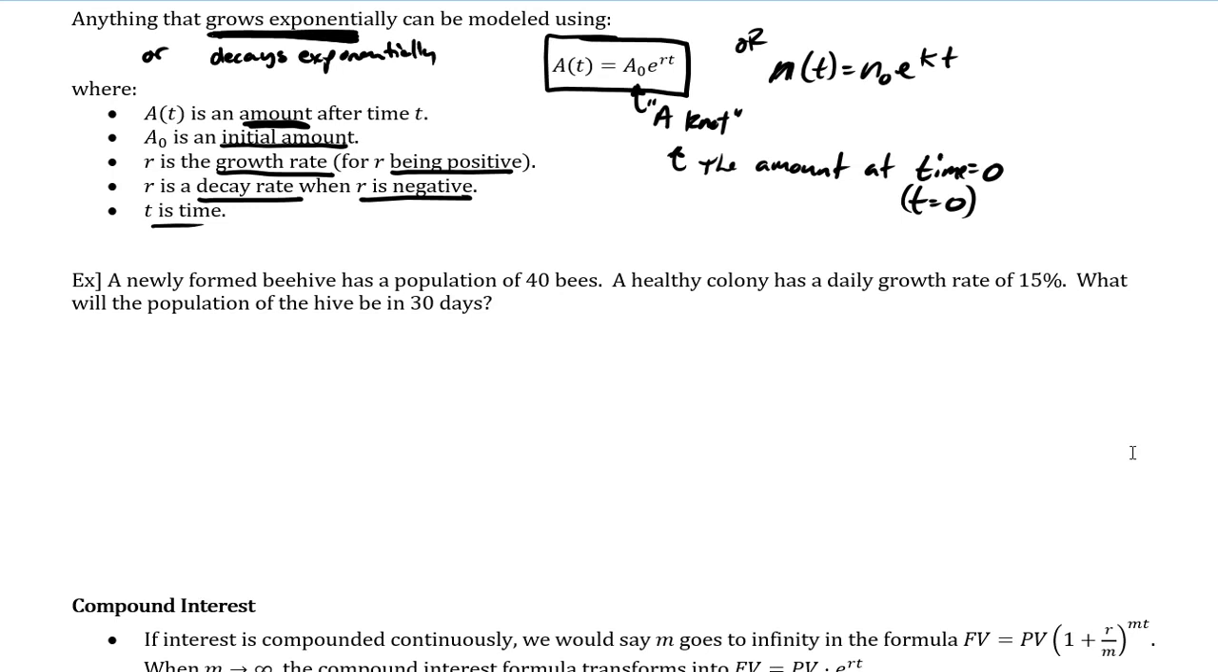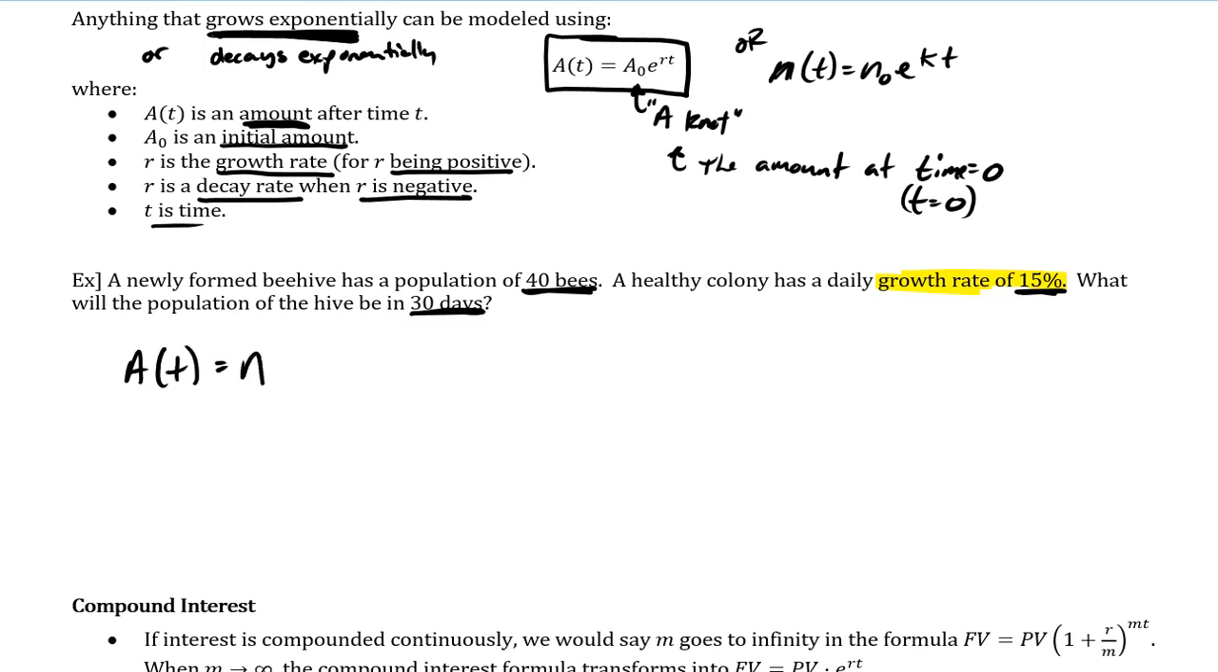It says a newly formed beehive has a population of 40 bees. Let me underline that. A healthy colony has a daily growth rate of 15%. What will the population of the hive be in 30 days? So that's our time. Because they use the phrase growth rate, that's implying that we should use the exponential growth formula.